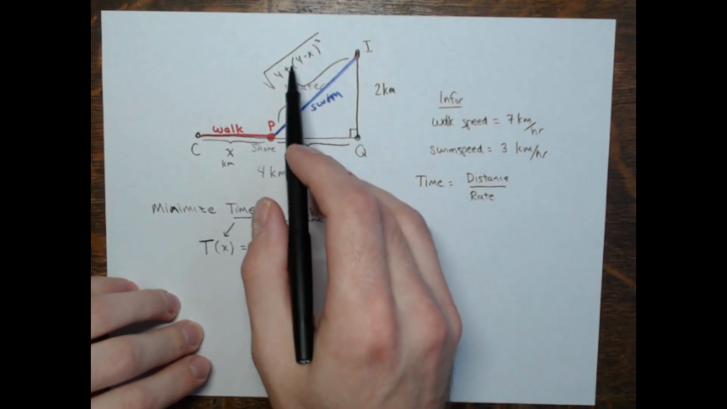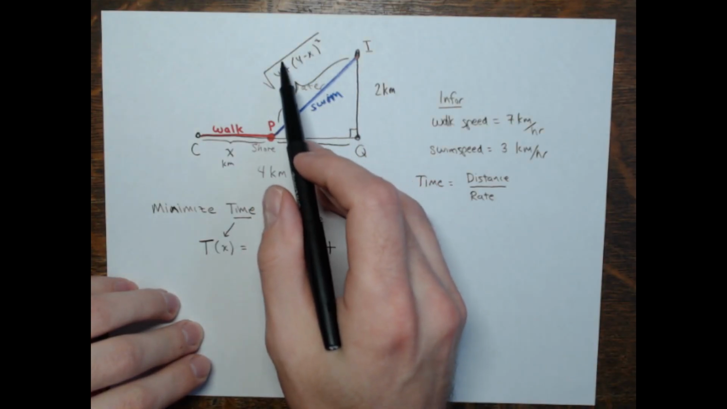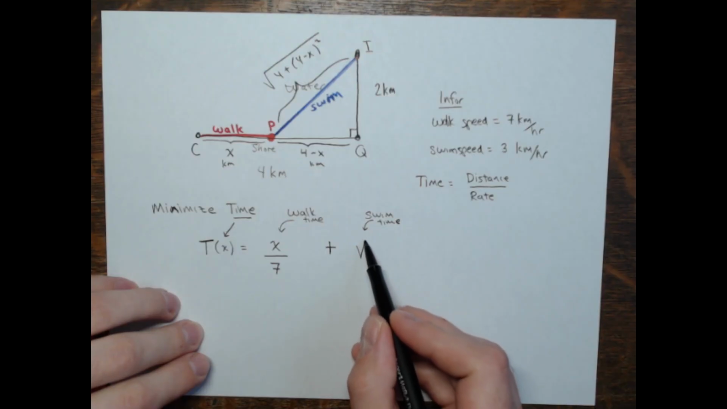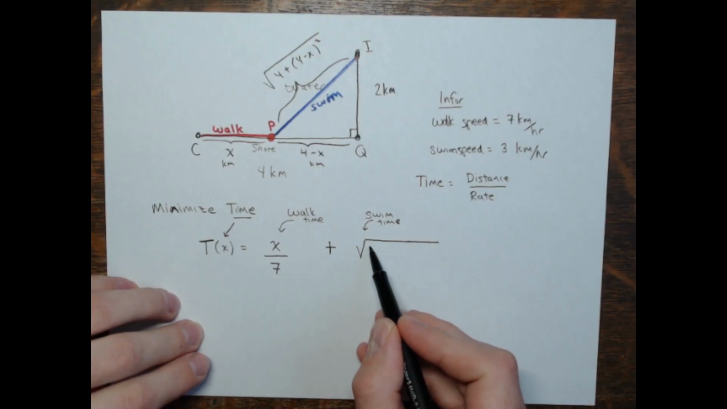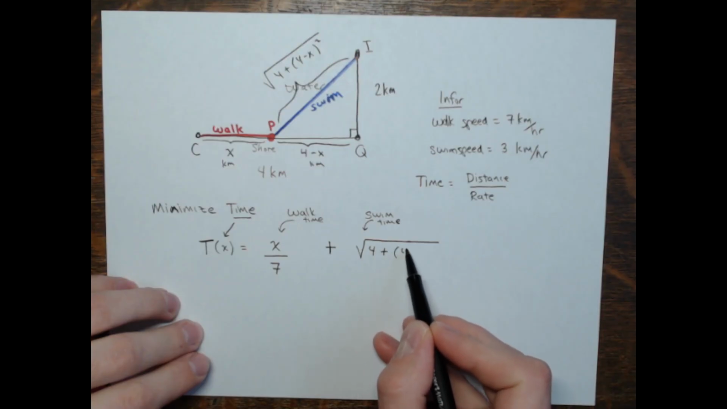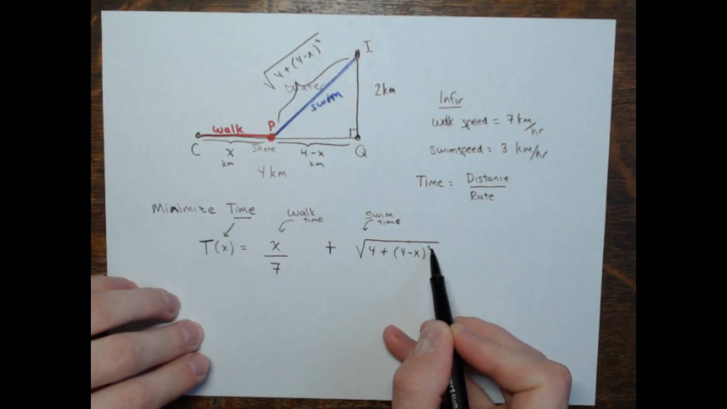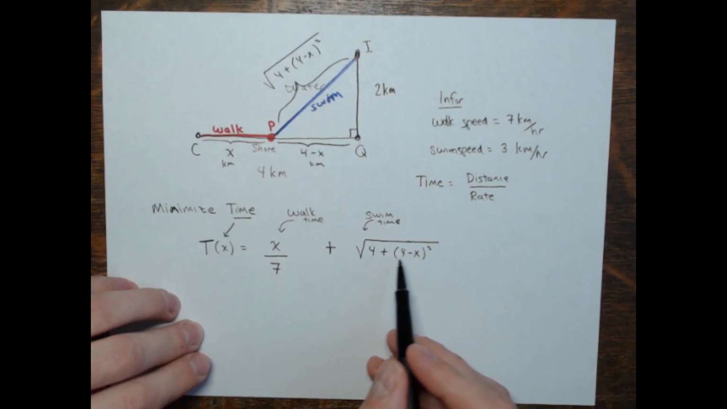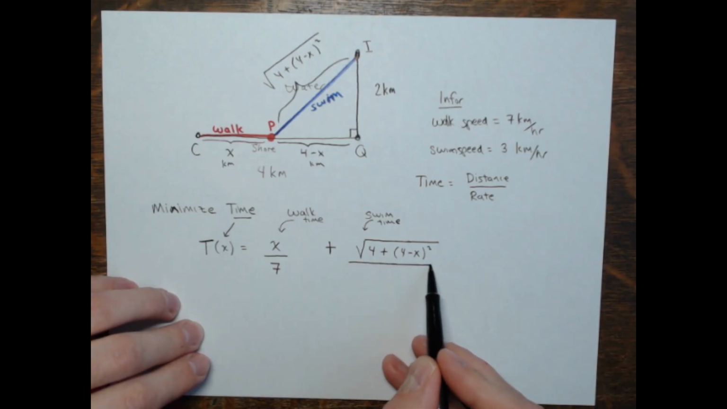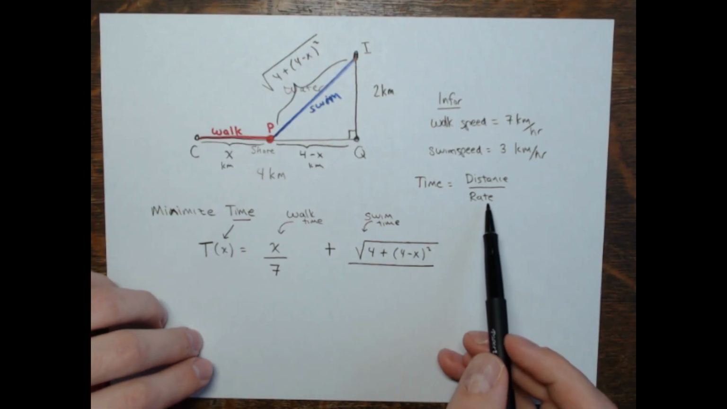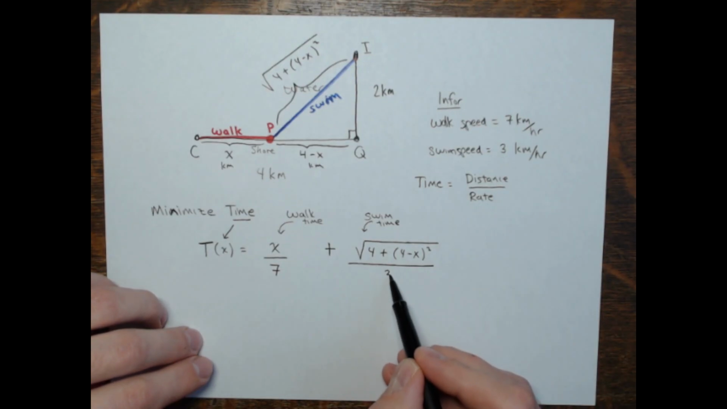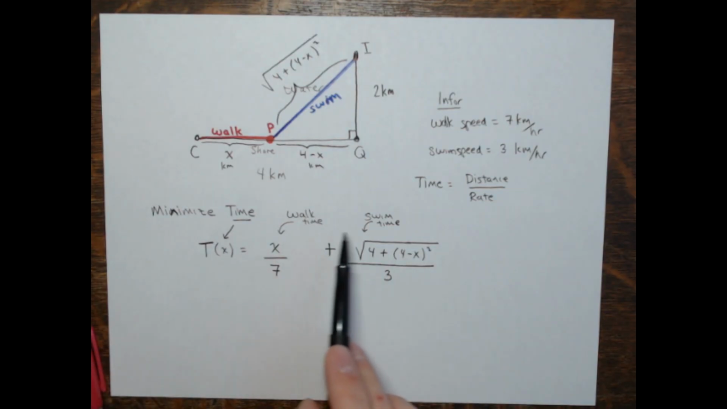All right, this one doesn't look as simple. The swim time is the distance swam, which is the square root thing here, the hypotenuse of that right triangle. So the square root of 4 plus (4 minus x) squared. Again, I'll leave it that way. You can multiply it out if you want. Divided by the speed. And the speed is 3 kilometers per hour. So here's my time function.